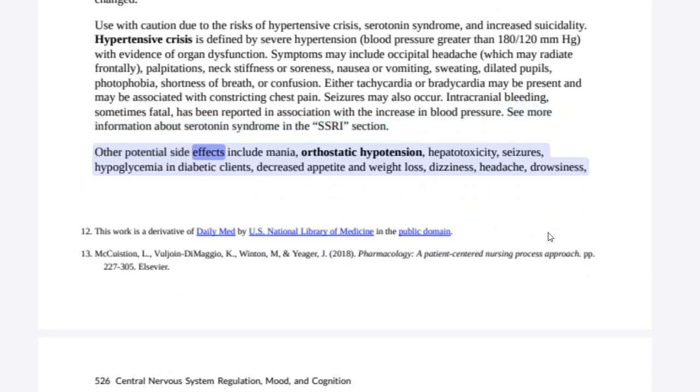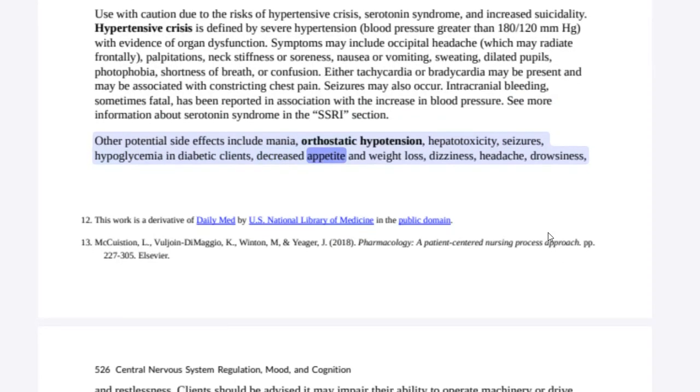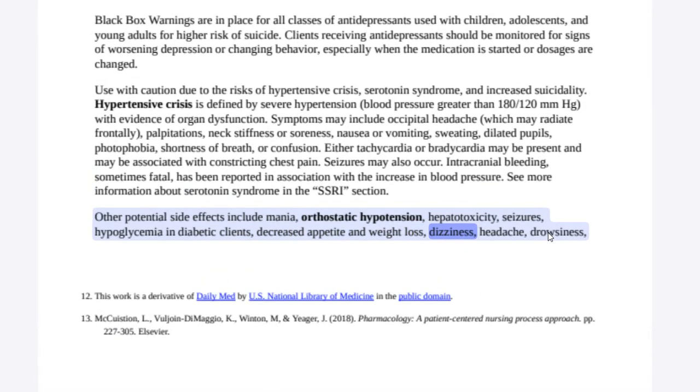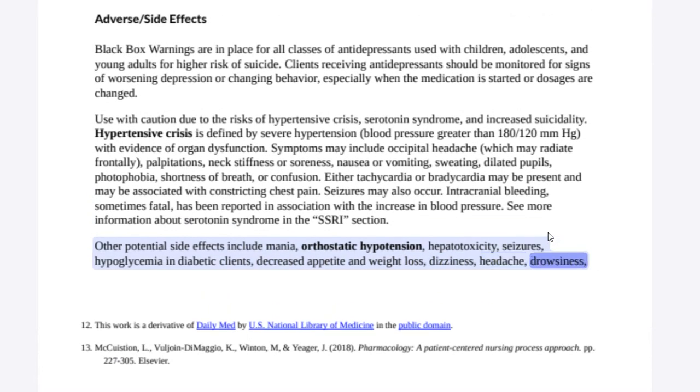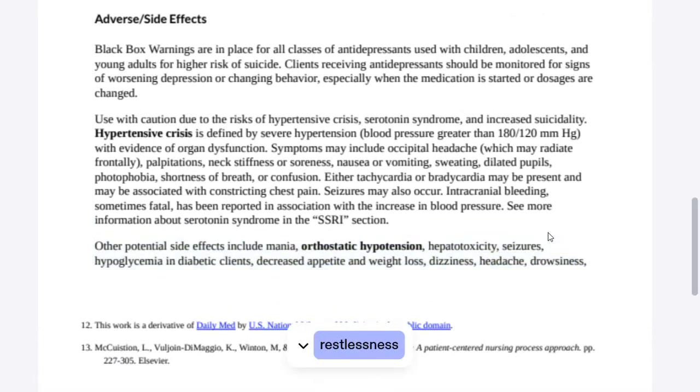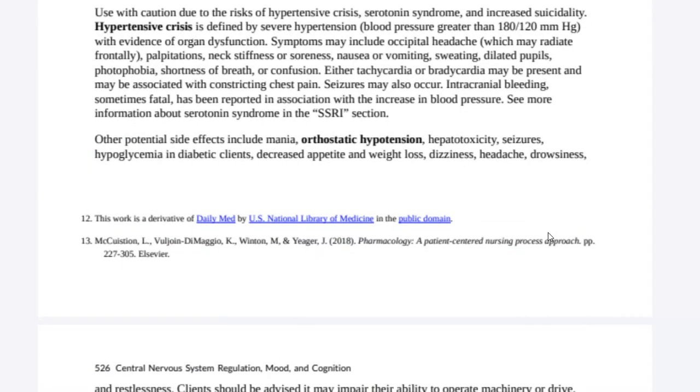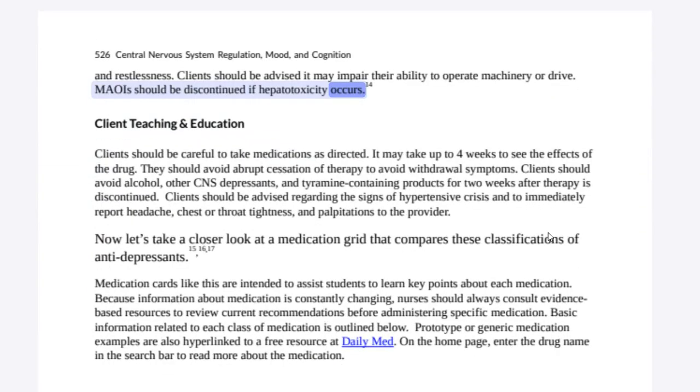Other potential side effects include mania, orthostatic hypotension, hepatotoxicity, seizures, hypoglycemia in diabetic clients, decreased appetite and weight loss, dizziness, headache, drowsiness, and restlessness. Clients should be advised it may impair their ability to operate machinery or drive. MAOIs should be discontinued if hepatotoxicity occurs.